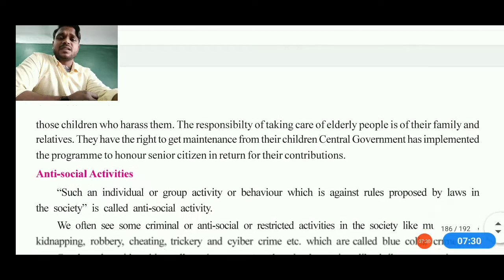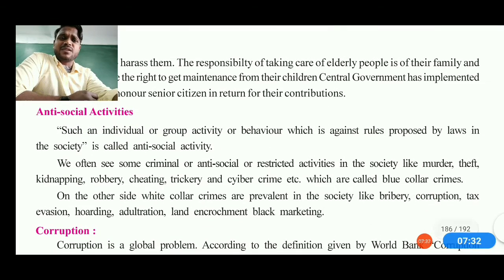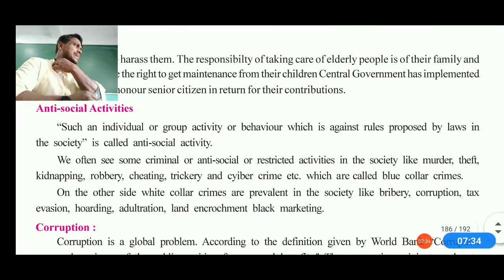Now if we go further, antisocial activities are also there. What are antisocial activities? See, my dear students, an individual, group, or behavior that is against the rules prescribed by the law in a society is called antisocial activity. We often see criminal or restricted activities going on in societies, like murder, theft, kidnapping, robbery, cheating, cybercrime, and online fraud, which are also called blue collar crimes.